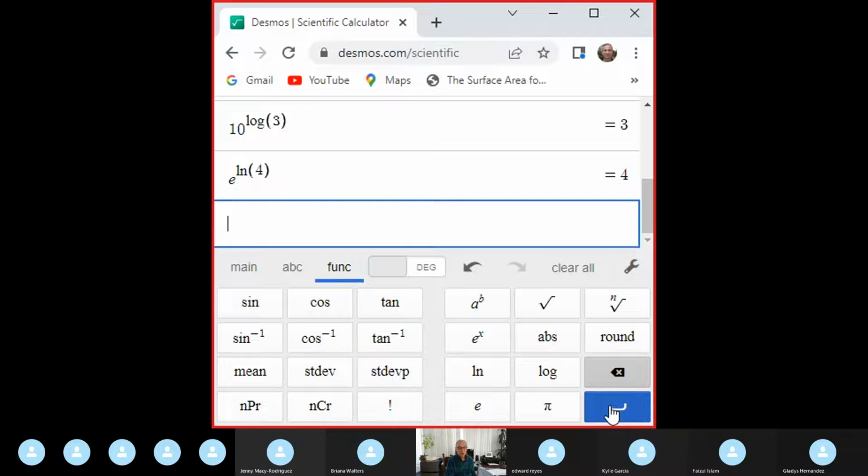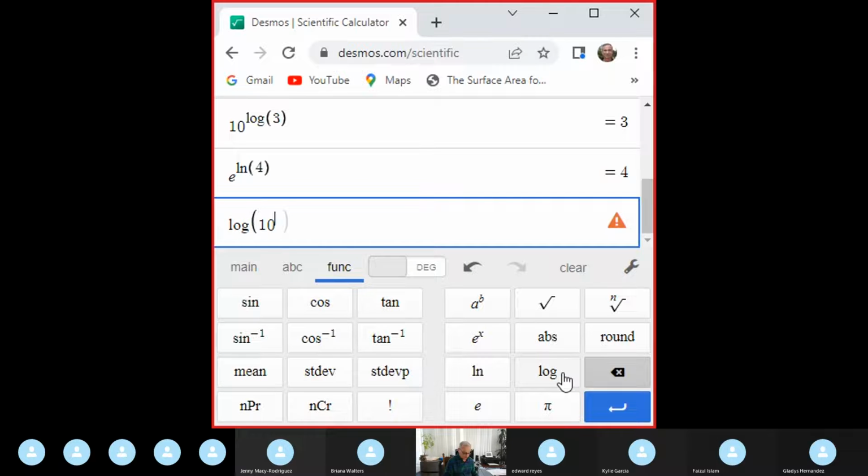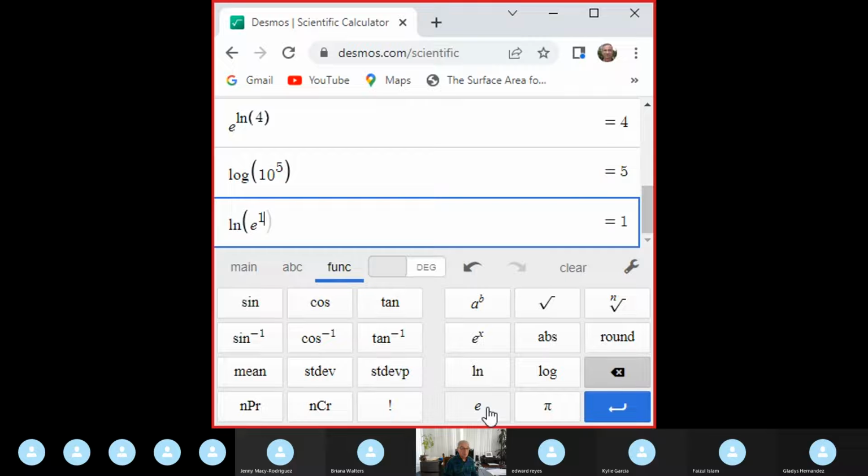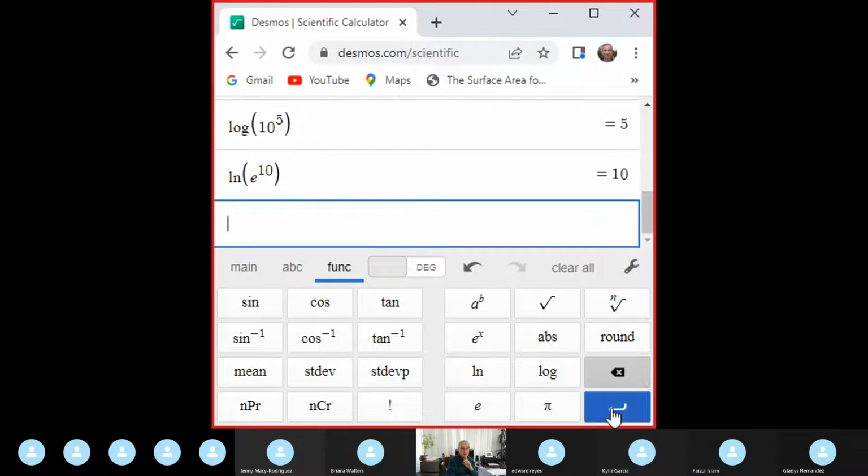One more thing. Now I put them together, but in a different order. It's a logarithm first, and exponential secondly. Where's the base? The base is 10, log of 10 to the power 5. The answer is 5. Now natural logarithm of e to the power 10, and the answer is 10. So far, everyone follows me? Did you do it in your own calculator?